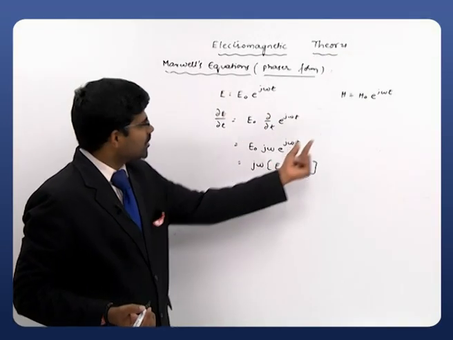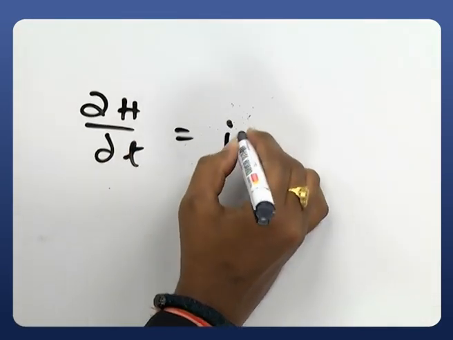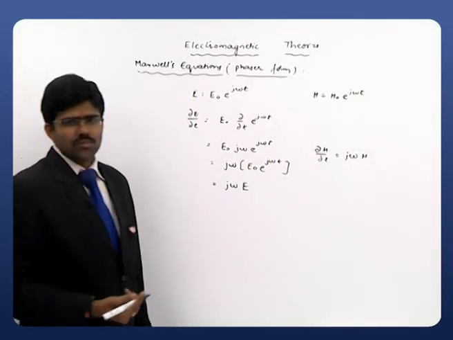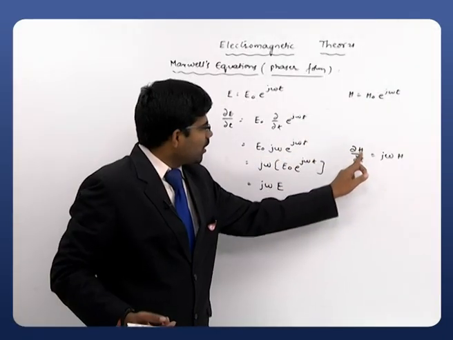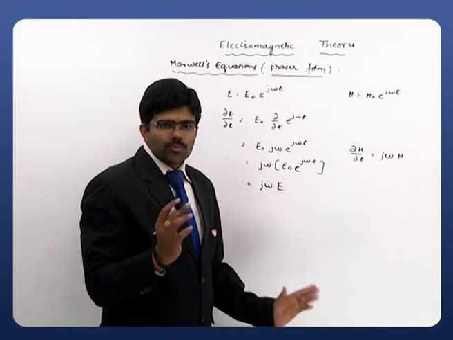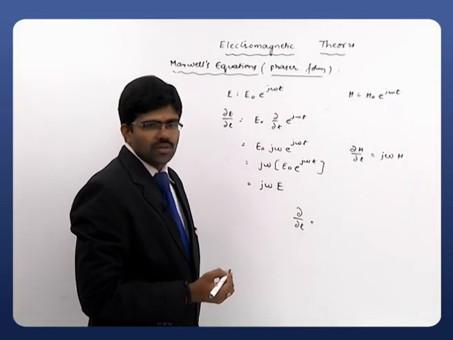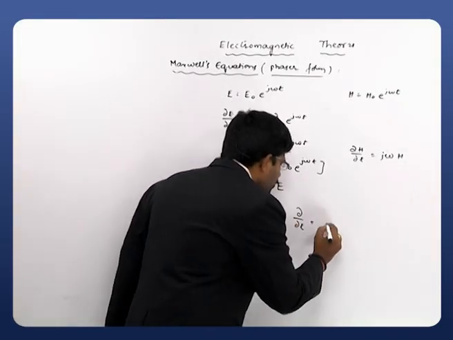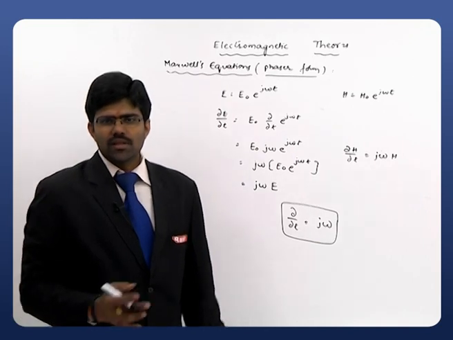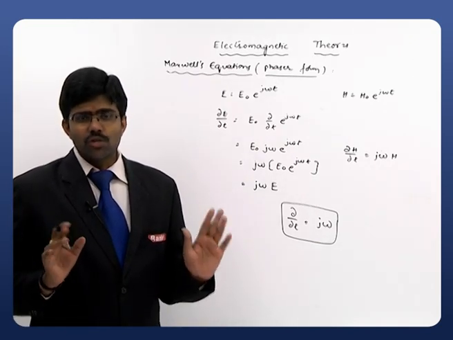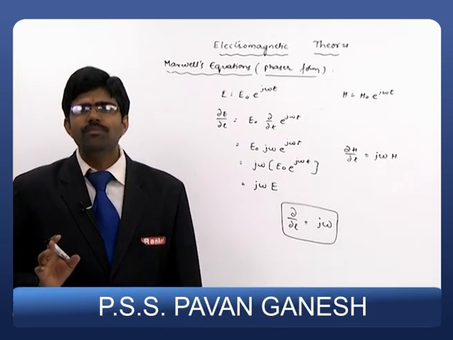If you do the same analysis for the magnetic field also, what we get is dou H by dou t equals j omega H. Just observe clearly, dou by dou t of E equals j omega of E, and dou by dou t of H equals j omega of H. So from the observation, the differential operator dou by dou t can be replaced with j omega to convert any equation into the phasor form. Nothing more than this except this simple change. So whenever you find dou by dou t, replace it with j omega, then all the equations will be converted into the phasor notation.